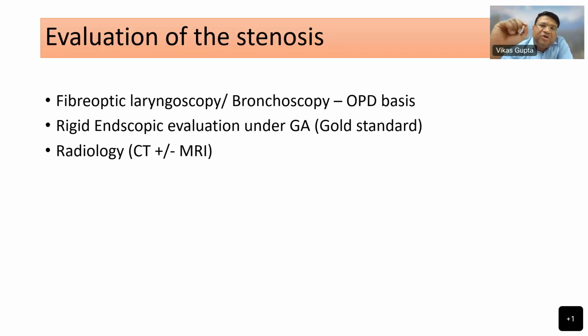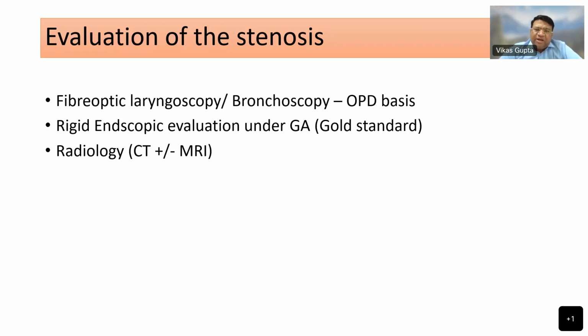So, if possible, always get an X-ray neck in AP and lateral view. That is the minimum thing which one should do. And if possible, if the patient is not in very severe stridor, you can get a CT done. It is better to get a CT done. That is on the OPD basis. And if the patient is in stridor, obviously we have to go for tracheostomy.